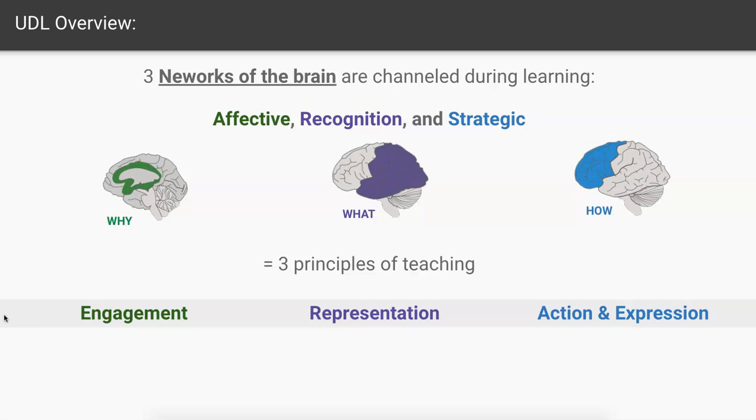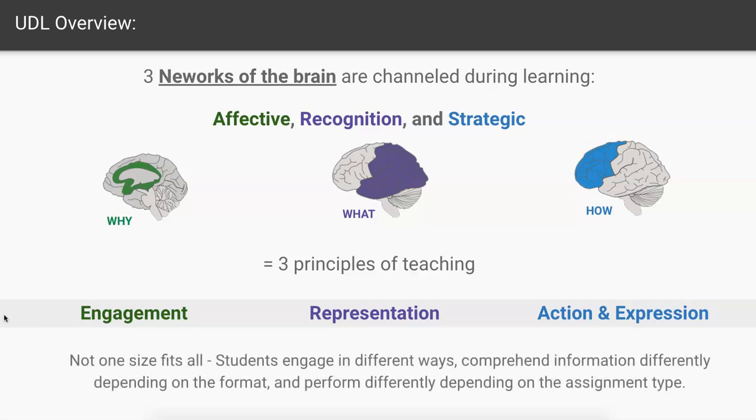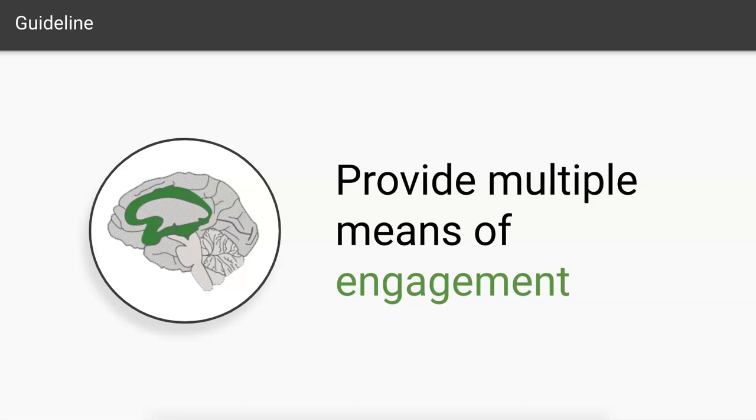And with that being said, keep in mind that these three areas, it's not one size fits all. Students engage in different ways, they comprehend information differently depending on the format, and they perform differently depending on the assignment type. So the guideline provided by CAST is to provide multiple means of engagement in your classroom.